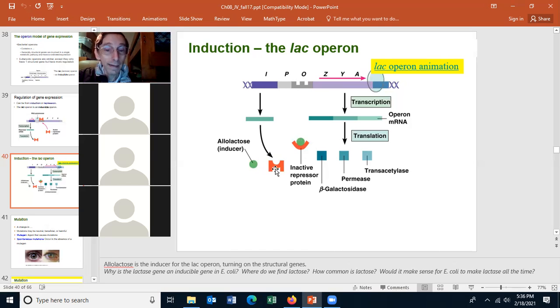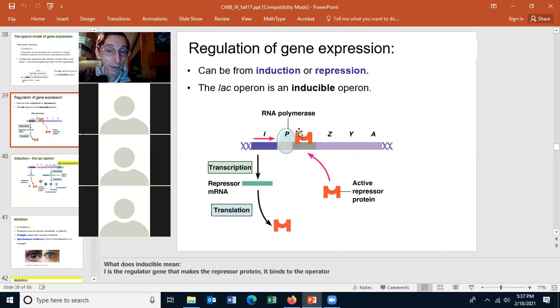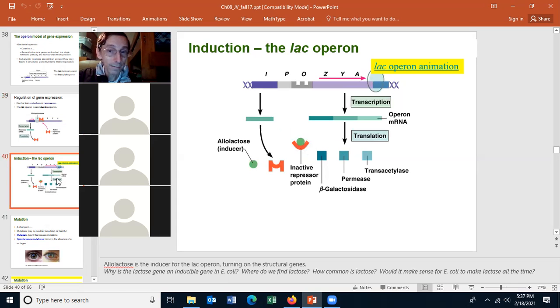The inducer binds to the free repressor protein, not to the repressor protein that's bound to the operator. So to get this operon turned on, we have to have the repressor protein not on the operator. My question is, what happens to the repressor protein that is initially on the operator? The inducer can't bind to it here. So how do we go from here to there to turn on the lac operon?